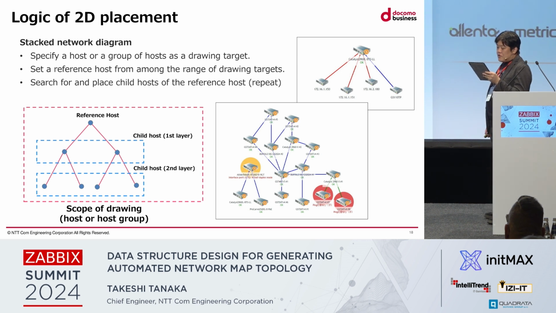Draw all hosts registered with Zabbix. Draw hosts included in a specific host group. Draw hosts that are one hop ahead of a particular host, of this type.